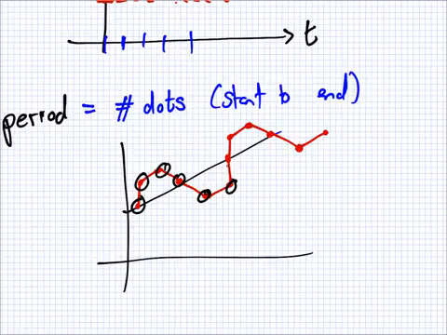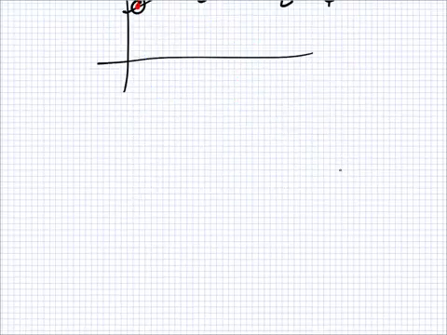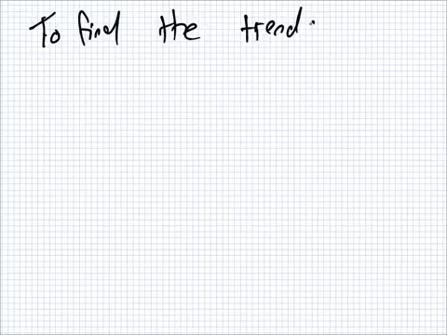Okay, so this one here, the time will be 7 units. 1, 2, 3, 4, 5, sorry, 6 units. Okay, can I scroll down? Yeah. Right, so the way to help us find the trend, we use something called a moving average.